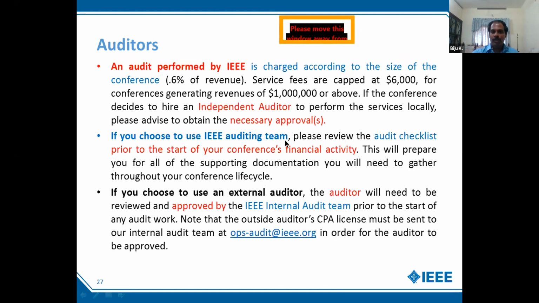And if you choose to use the IEEE auditing team, then there is an audit checklist available on the IEEE website. You have to go through that. And if you are choosing an external auditor, then the auditor will need to be reviewed and approved by the IEEE internal audit team. IEEE recommends this, but for third category conferences, IEEE doesn't mandate that, and we have the freedom to do that.